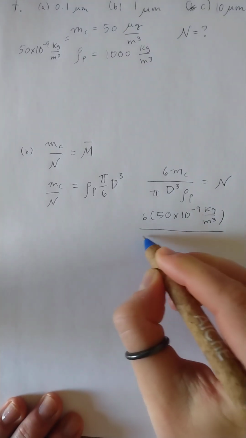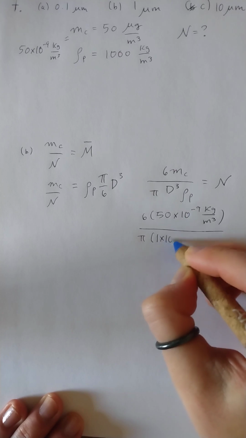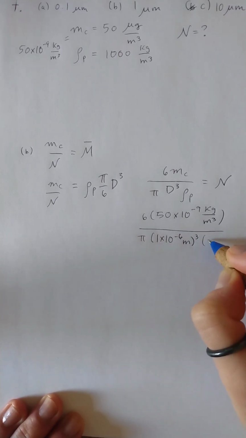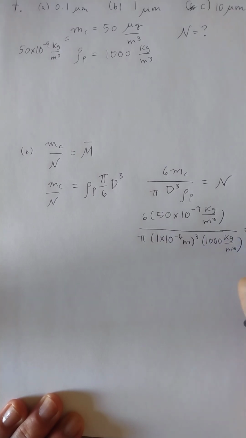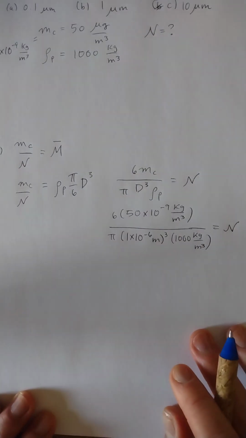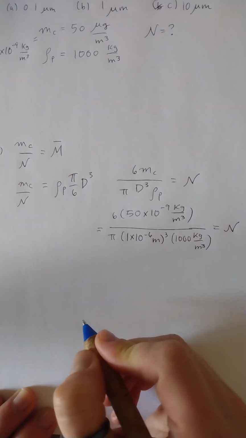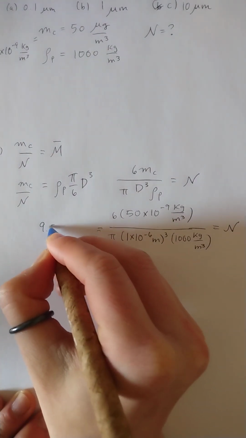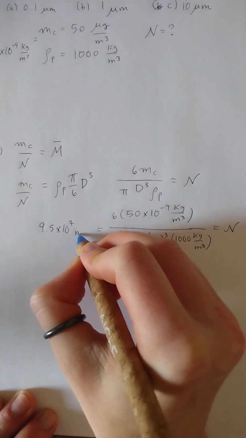We divide that then by pi, the diameter of our particles, which in B is 1 times 10 to the minus 6 meters, 1 micron, times the standard density. And now if we plug all of those values in, I'm kind of working backwards here from right to left rather than left to right. We get a number concentration of 9.5 times 10 to the 7th per cubic meter.